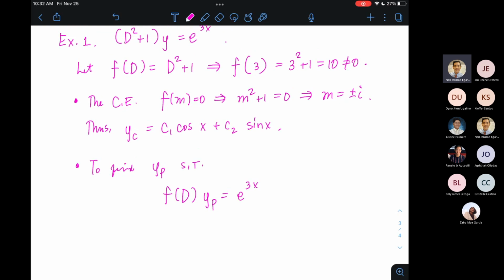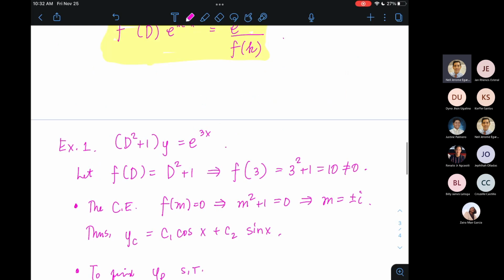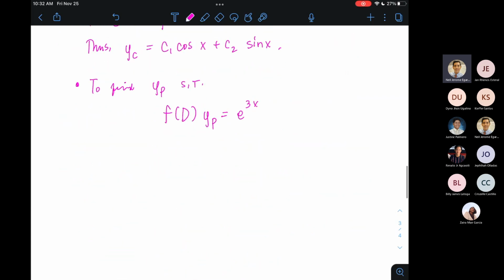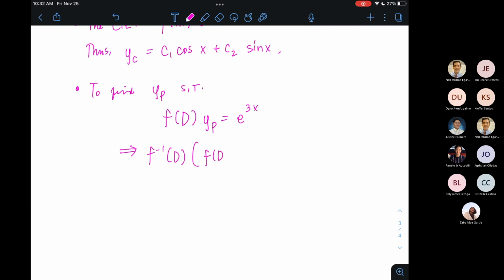But again, what we were taught earlier is that when f of k is not 0, we know how to evaluate f inverse applied to e to the kx. So that's what I'll do here. I'll apply f inverse D to both sides. Now, you can skip some of these steps. Specifically, you can choose not to write this step. But for starters, I always write this. Actually, even until now when I'm solving, I still write it step by step because I can't do many steps mentally, right?